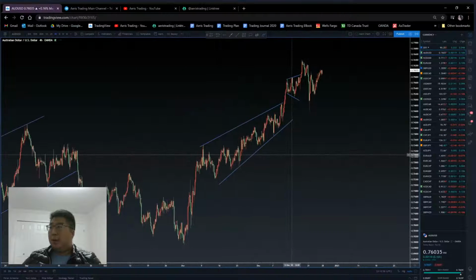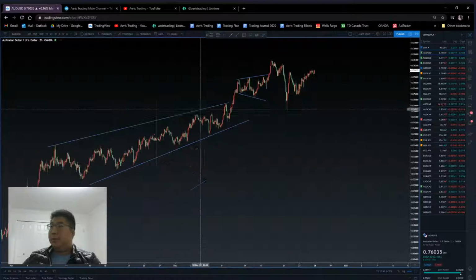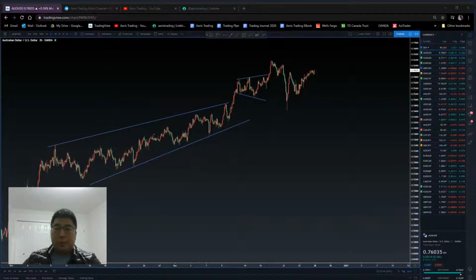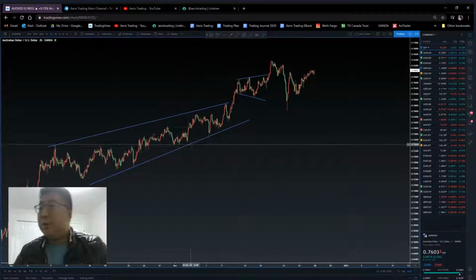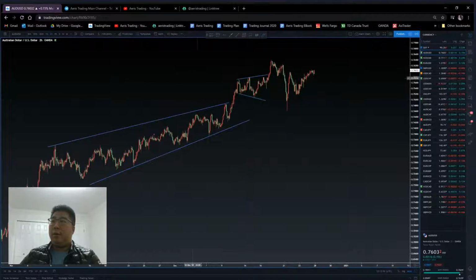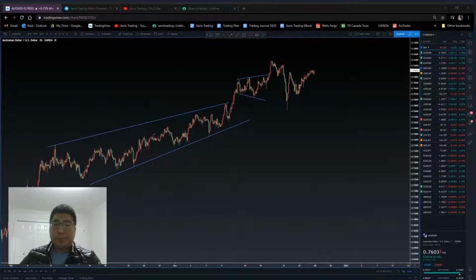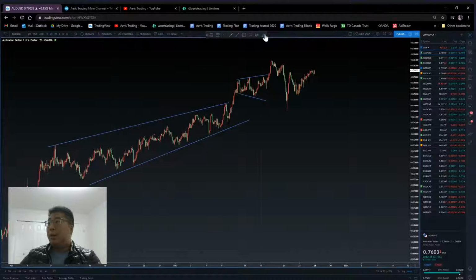So let's talk about Aussie dollar here. Is my analysis called wave theory? No, just price action analysis. Really simple. I don't need any indicator things. Just a simple way of looking at the market. So let's look at Aussie dollar here.